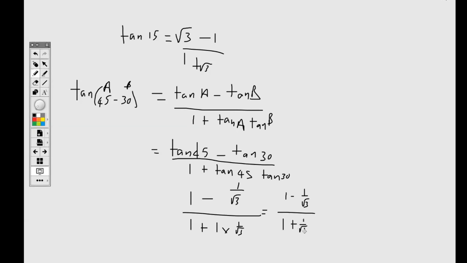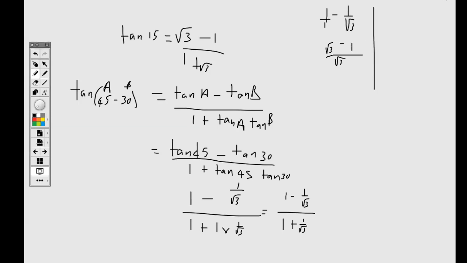Now we need to simplify. So the numerator, I have 1 minus 1 over root 3. I can find the LCM. So the LCM is root 3. And I could put this as 1 over 1. So 1 into root 3 gives us root 3. So root 3 times 1, that's root 3. Minus root 3 into itself goes 1 time. So 1 times 1 is 1.